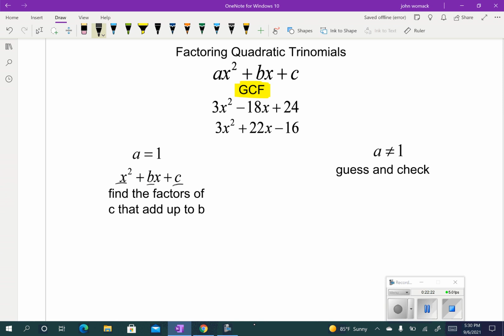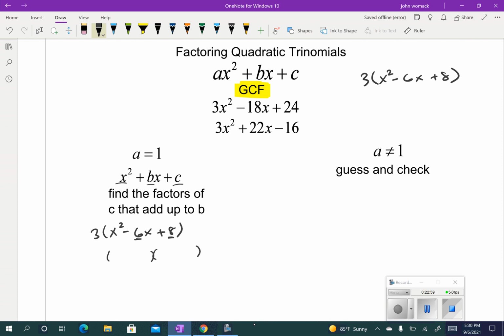Let's start with this one, 3x squared minus 18x plus 24. So is there a common factor? Always do that first. And there is, I can take out a 3. If I take out a 3, I'm left with x squared minus 6x plus 8. Now look at my x squared term, my quadratic term. There's nothing in front of it. So now it's one of these guys over here, which hopefully makes you smile, because that means these are going to be easier. Now all I do is, what are the factors of c, of 8, that add up to be negative 6?